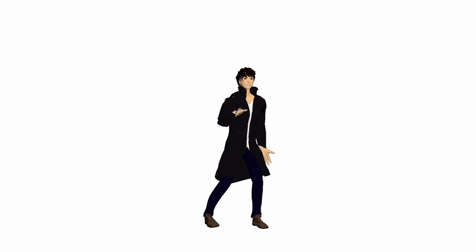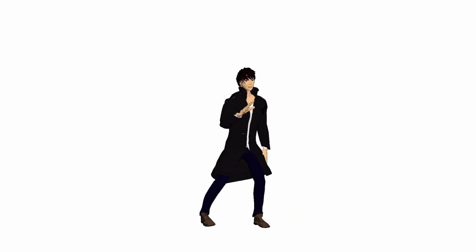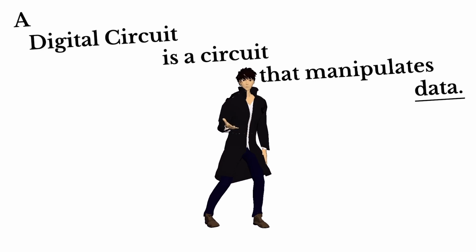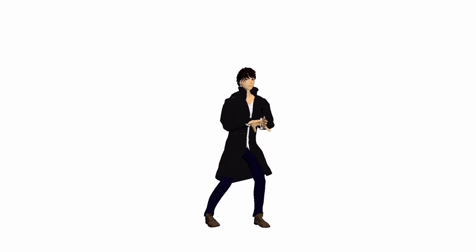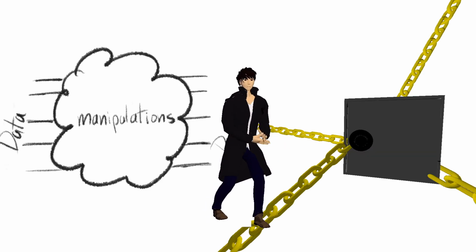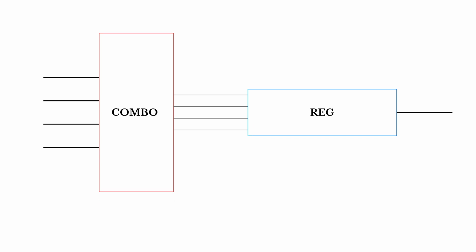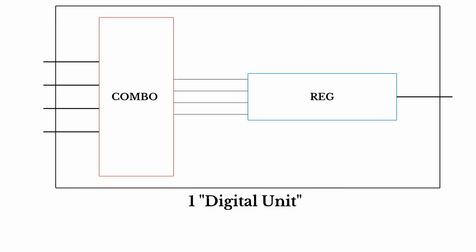I've said in the past that a computer is a machine that manipulates memory, and that is an extension of this broader principle of digital circuits extended to that one specific manifestation. Practically, the simplest unit of a digital design is some manipulation of data, followed by the storing of the result. The former is called the combinational logic, the latter is the register or memory element. In a sense, digital logic is just one big chain or tree of these units.